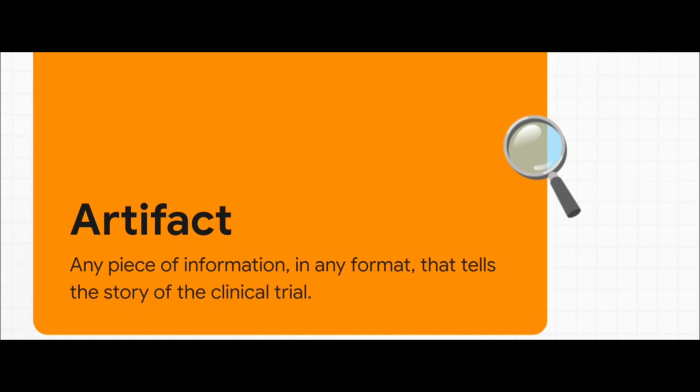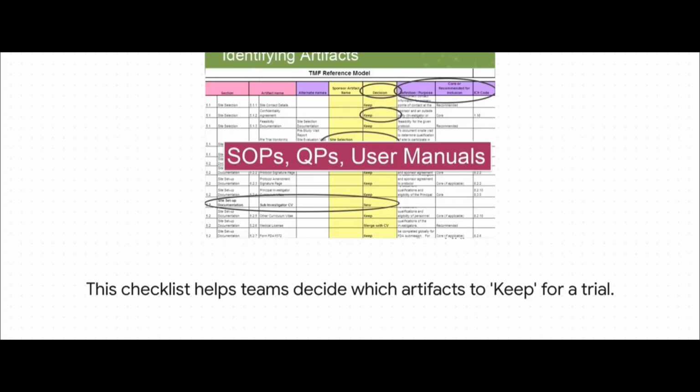So think of these as the individual tools themselves, the wrenches, the screwdrivers, the hammers, that are all stored inside your TMF toolbox. So how do you figure out which tools you actually need for a specific job? You use a checklist, just like this one. This table helps teams go through every single potential artifact and decide whether to keep it for this particular trial. It also helps classify if a document is core, meaning absolutely essential, or just recommended. This becomes the master list defining everything that needs to be in your TMF.